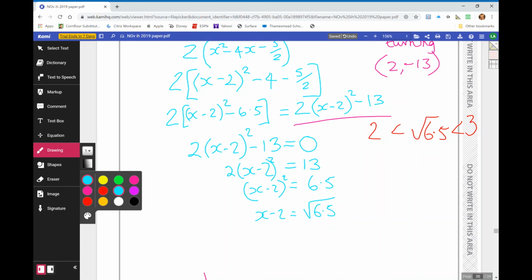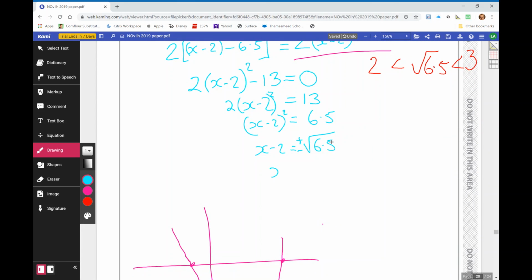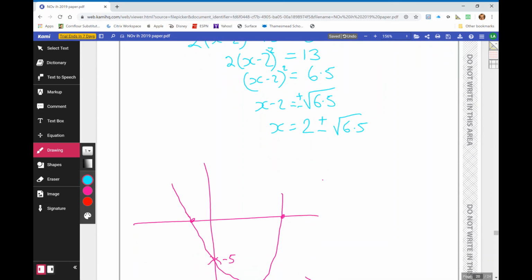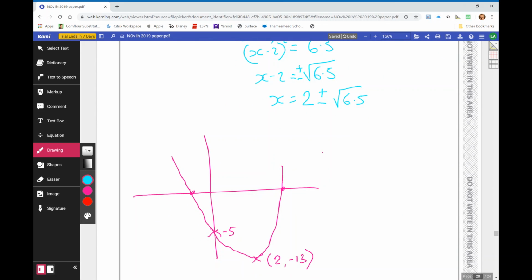Quite like to think about that, especially when you don't know when you're putting it on the axis. And obviously, sorry, that's plus and minus. As soon as we take the square root, we must do that plus and minus. And then it's going to be 2 plus or minus the root of 6.5, 2.5-ish, we say. So it's going to be bigger than 2, so 2 minus it is going to be negative. So here it's just going to be 2 minus root 6.5. And over here it's going to be 2 plus square root of 6.5.